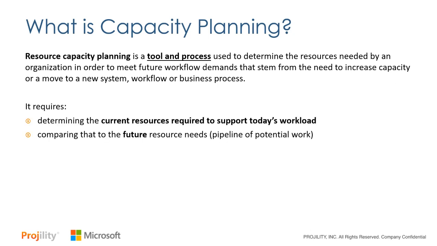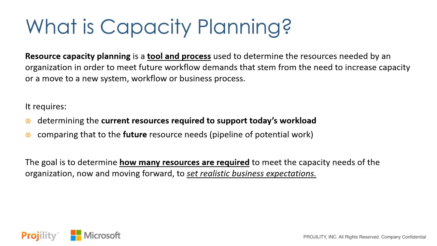Number one, you have to have a look at the current book of business. What are your resources working on today? What's their current workload? And then you have to be able to compare that to the future need. So you have a pipeline of work that's coming in to say, okay, here's what my demand is. Here's my current work and capacity, so I can do effective capacity planning, essentially.